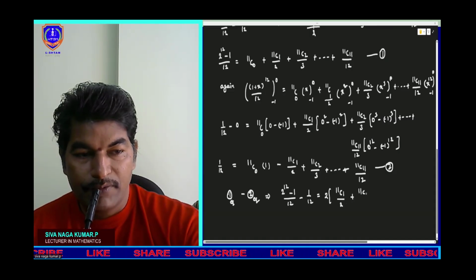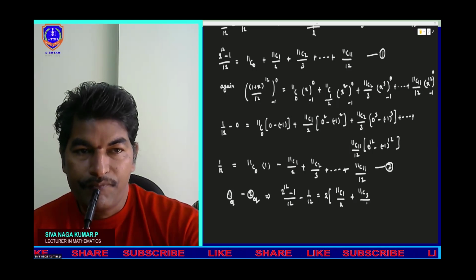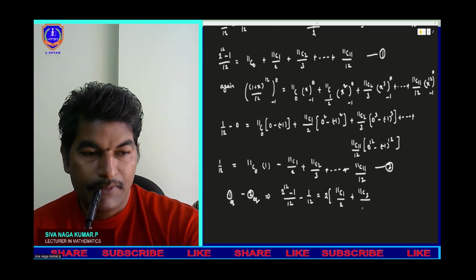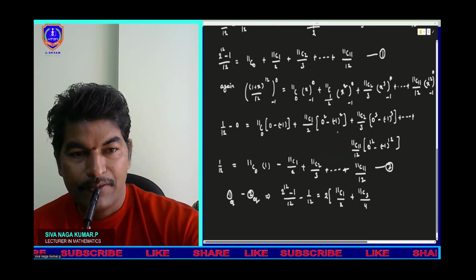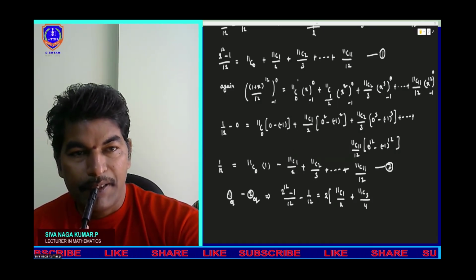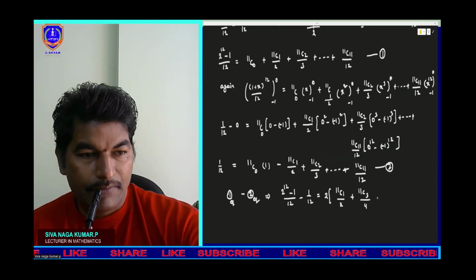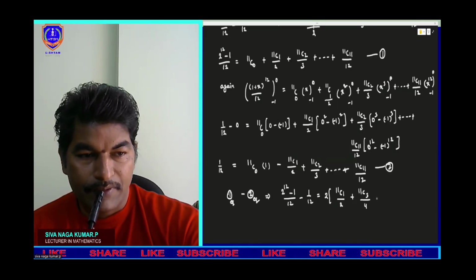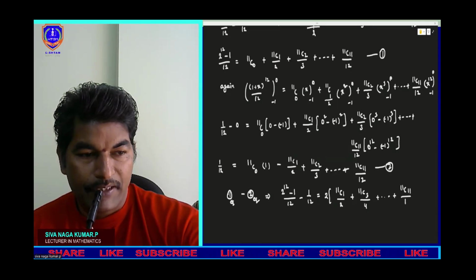So next value should be 11C3 divided by 4. Fine, look at cancel, you can check here. This is plus and this is minus, got cancel, and so on. And what is the last number? Last number will exist: 11C11 by 12.